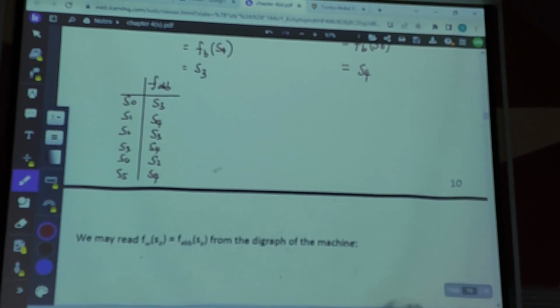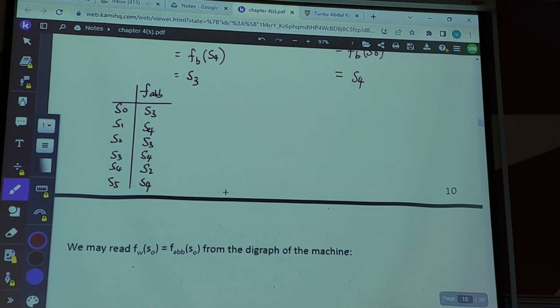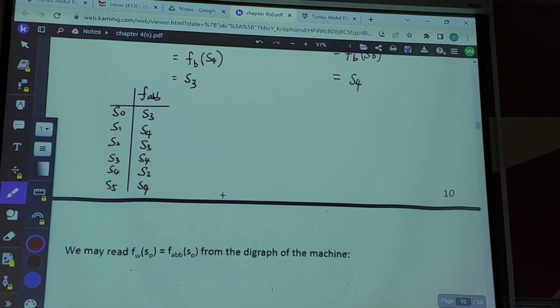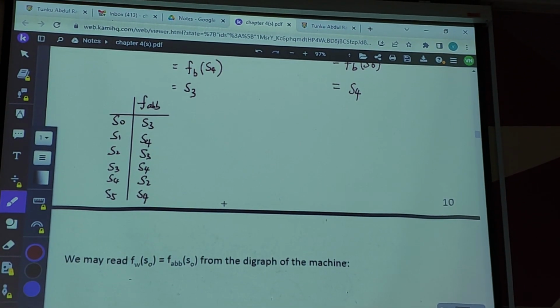S4, S4, S2, and S5, S4. All correct? Correct not?